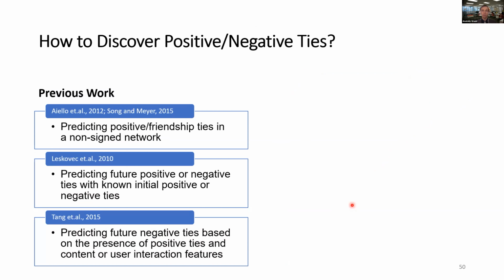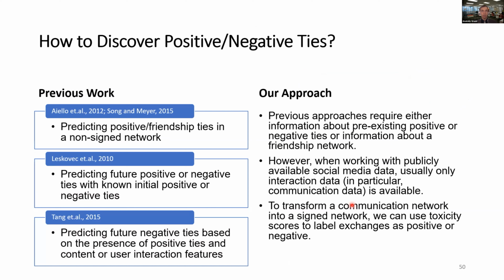is how do we go about labeling, assigning whether a connection is positive or negative? When we look at the previous literature, most of it really requires you to know whether or not people are friends already, or to know pre-existing positive and negative ties in the network.